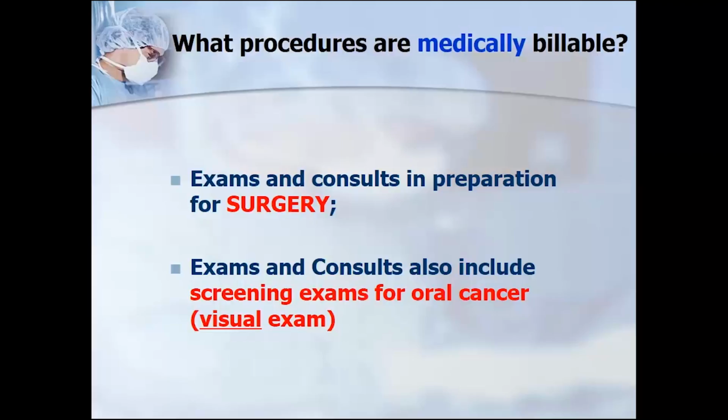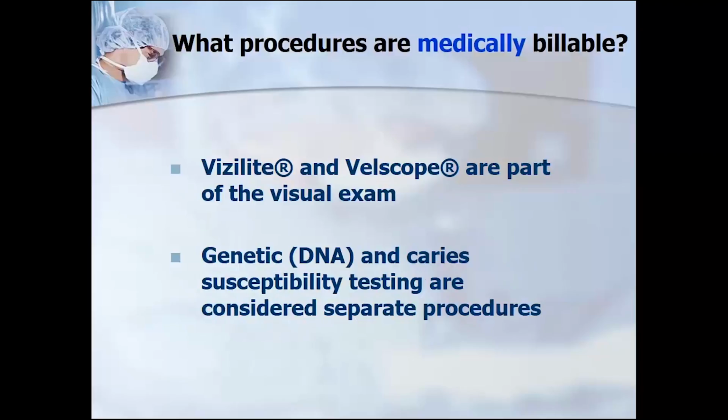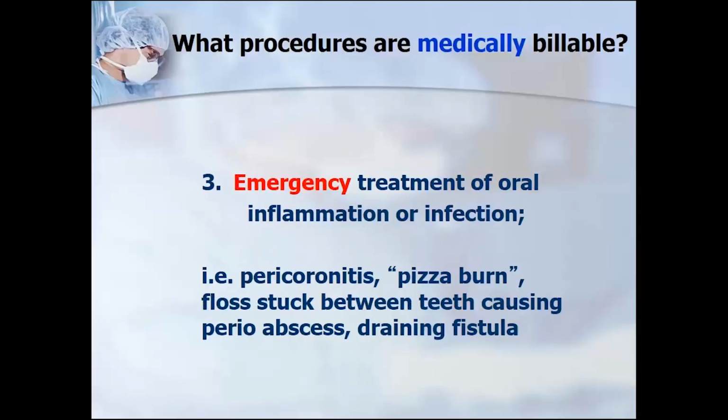Exams and consults in preparation for surgery can also be billed. As well, screening exams for oral cancer, where you're doing the visual exam, are also billable procedures. Using Visalite or Velscope are part of the visual oral cancer screening. If you're also requesting genetic, DNA, and caries susceptibility testing, those are separate procedures and have separate codes for billing purposes.